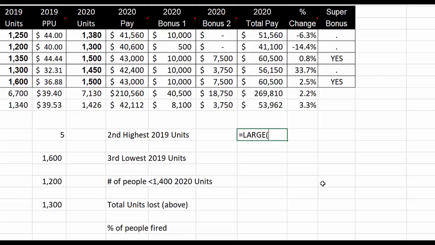Yeah, I got a Thesaurus. I looked for a synonym, large. Now, large of what? We're looking at 2019 units. But because you want the second large, you have to put the comma, 2. So it reads like this. Hey, Excel, give me the second largest number in that range. And it will. And I could do a list here. I could do third largest, fourth largest, so on. Now, another word for lowest is small. In this case, I want the third smallest, third from the bottom. It gives you the third smallest.